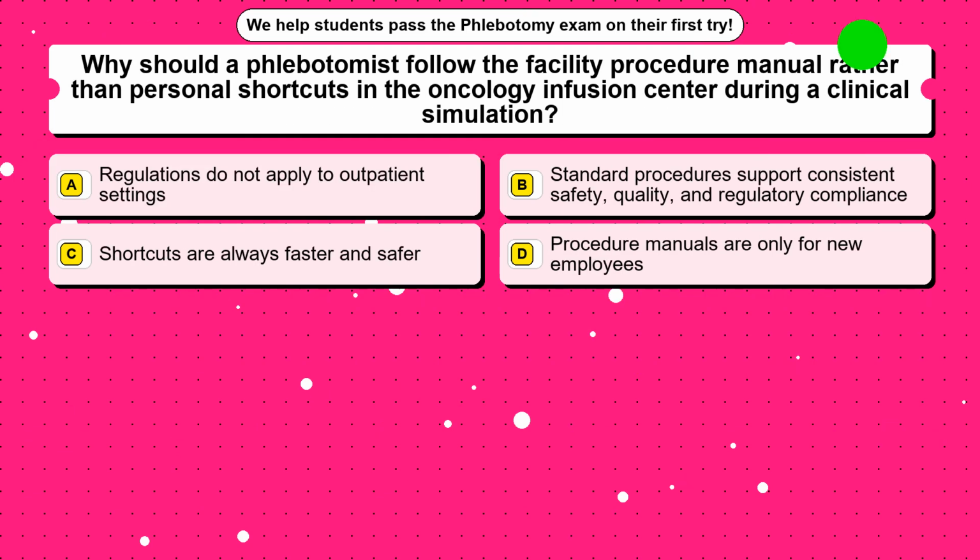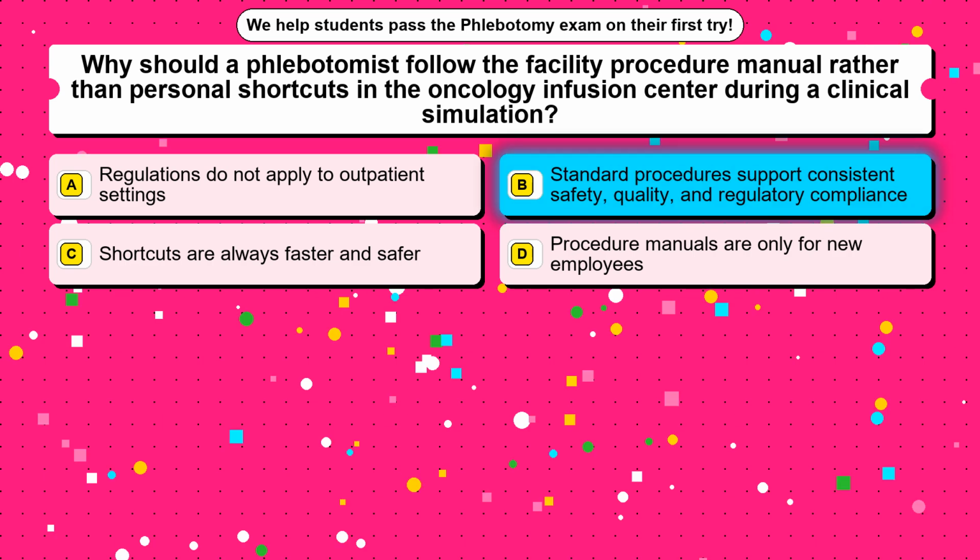Question 92. Why should a phlebotomist follow the facility procedure manual rather than personal shortcuts in the oncology infusion center during a clinical simulation? Option A, regulations do not apply to outpatient settings. Option B, standard procedures support consistent safety, quality, and regulatory compliance. Option C, shortcuts are always faster and safer. Option D, procedure manuals are only for new employees.